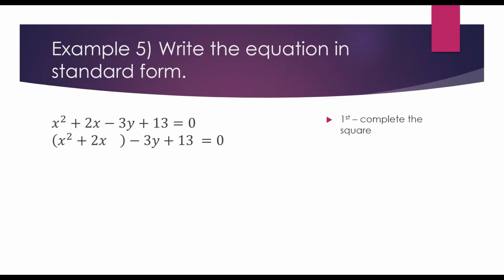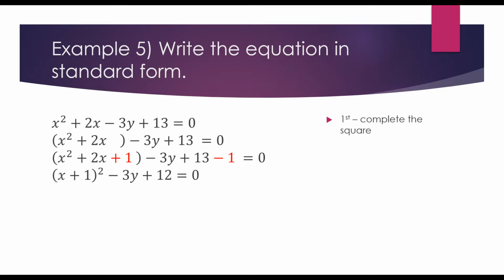Okay, to complete our square, looking at our b value 2, half of 2 is 1, and 1 squared is still 1. Hey, that's kind of nice. So we're going to add 1 inside the parentheses and balance it out by subtracting 1 on the outside. Now, if we factor this, half of 2 is 1, so we end up with (x + 1)², and then - 3y. 13 minus 1 gives us a positive 12, still equals 0.